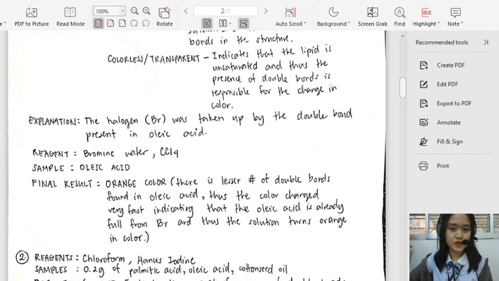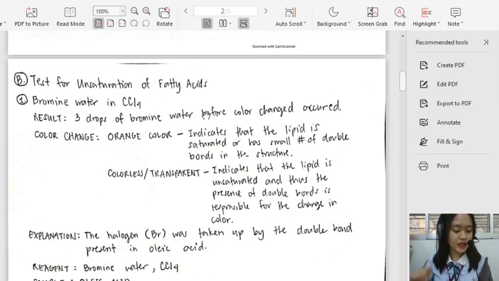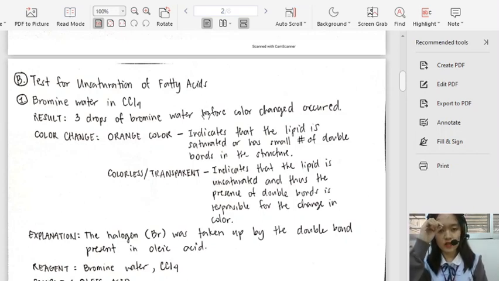Okay. So, ano ba ang ginawa sa subtest 1? To 6 drops of carbon tetrachloride and 3 drops of oleic acid. So, ipaghalo mo muna ang carbon tetrachloride and oleic acid. Then, you will add drop by drop the bromine water. Okay? So, ano ang i-notice? The production of faint orange color.